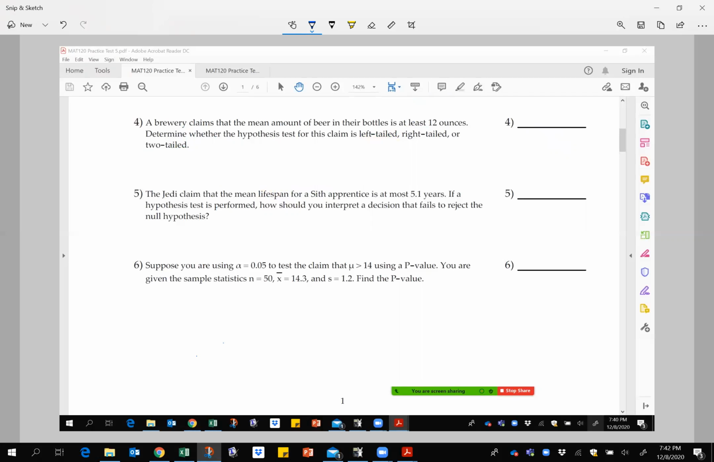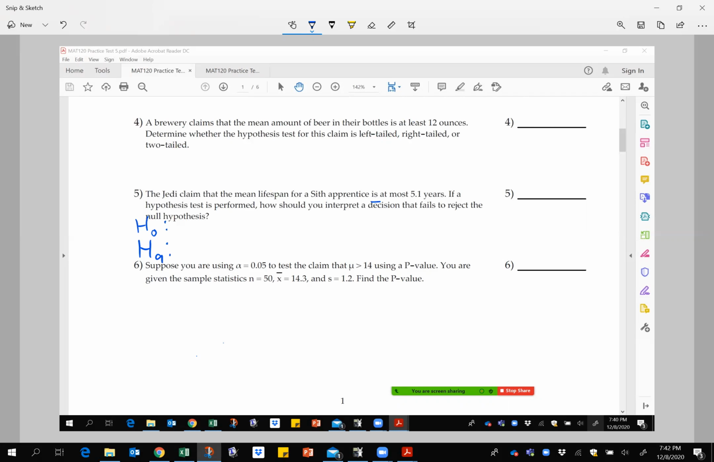In question 5, it says the Jedi claim that the mean lifespan for a Sith apprentice is at most 5.1 years. If a hypothesis test is performed, how should you interpret a decision that fails to reject the null hypothesis? Okay, so let's go through this again. With any hypothesis testing question, generally speaking, you always want to begin by stating what is the null, what is the alternative, and identifying which one of the two is the claim.